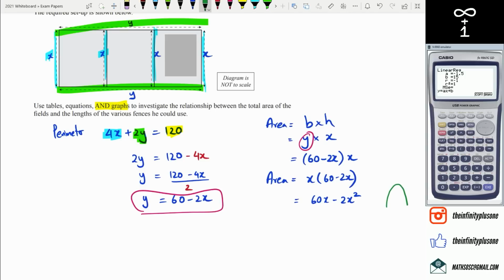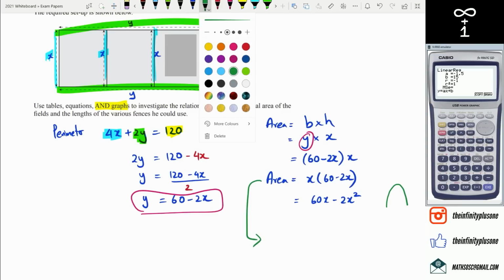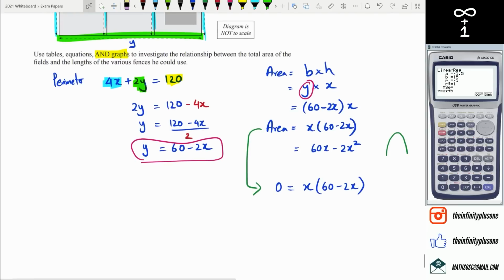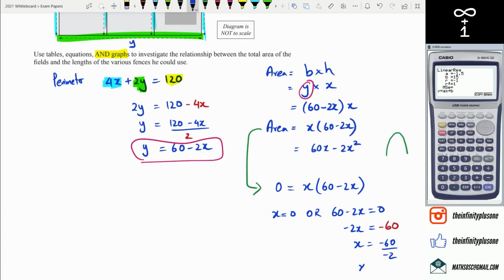We also know that there's going to be 2 points where y is equal to 0. So we're going to take this part right here and put that equal to 0, because we want to find out at what values of x the area is equal to 0. So we get x and 60 minus 2x equals 0. Therefore x is equal to 0, or 60 minus 2x is equal to 0. Rearranging this, I get negative 2x is equal to negative 60, and then x is equal to negative 60 divided by negative 2, which gives me positive 30. So these are my 2 values which give me an area of 0.